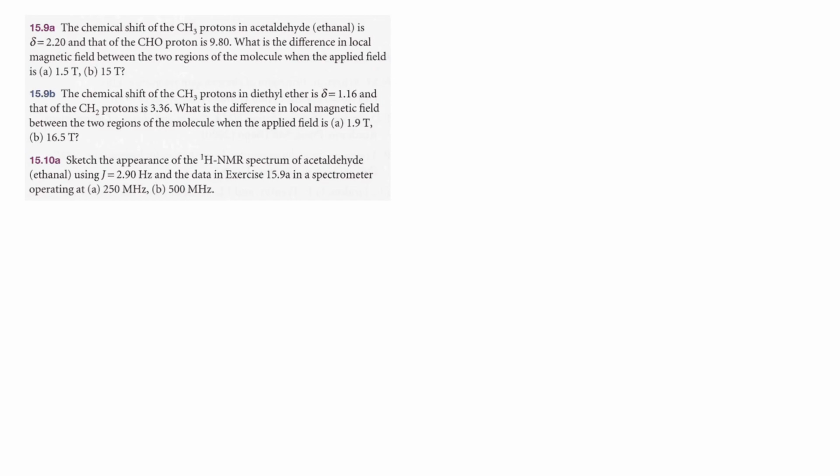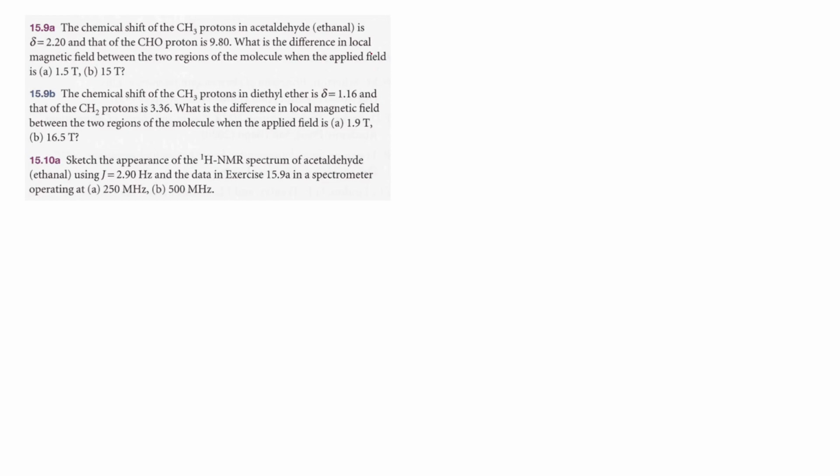so we have a few more questions. 15.9a. The question says the chemical shift of the CH3 protons in acetaldehyde is delta 2.20, and that of the aldehyde proton, the CHO proton, is 9.80. So what is the difference in local magnetic field between the two regions of the molecule when the applied magnetic field is 1.5 Tesla and another is 15 Tesla?